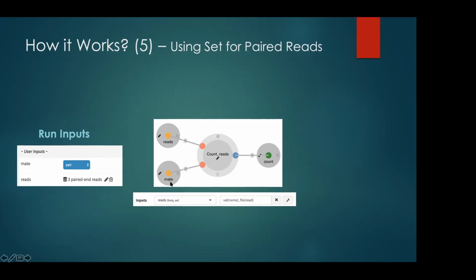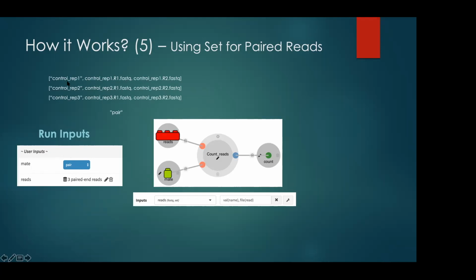It's called mate. And when you insert this mate parameter over here and choose this mate parameter as pair, DolphinNext will create this data structure. So at first it will send this name to the process, and then the paired reads are going to be found in the next block. So we haven't changed this structure.